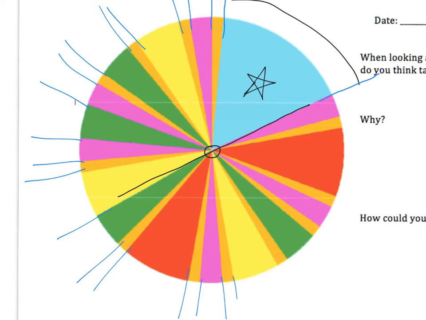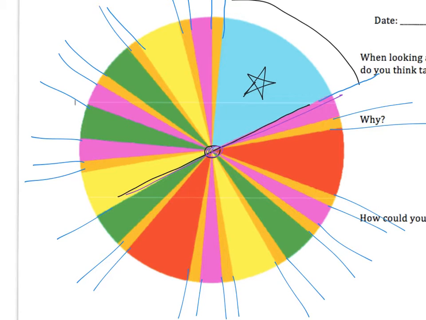So your paper is going to look kind of crazy. And that's okay. If I don't see your lines extended, I will not count it. So you're going to extend your lines. Once your lines are extended, you're going to remeasure. So you're going to line up your protractor again. Make sure that hole is right on the center of our circle, and you're going to measure.